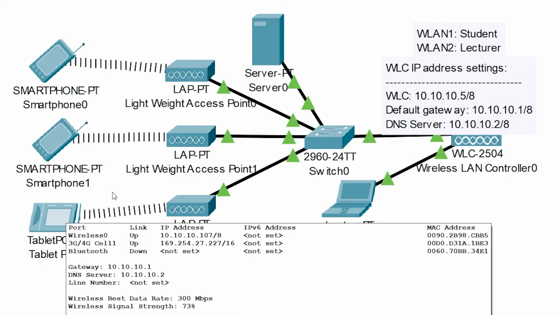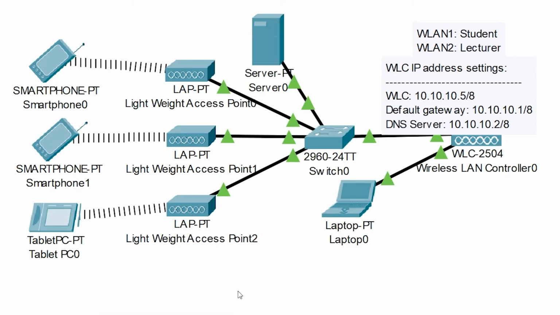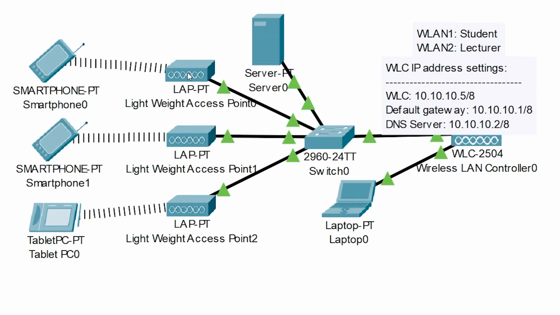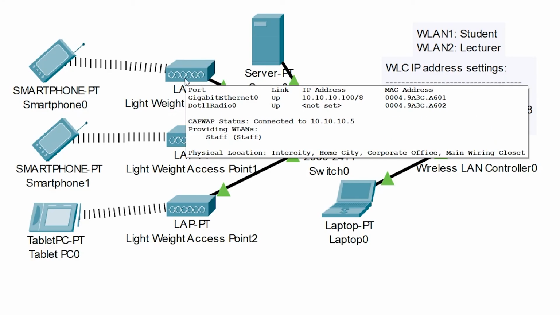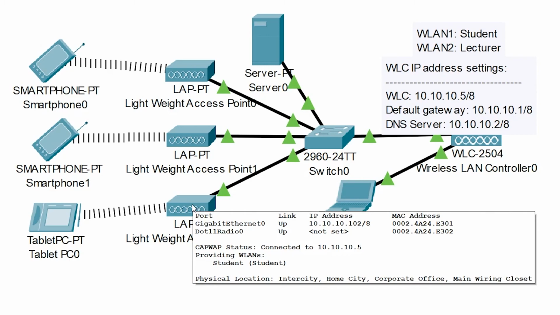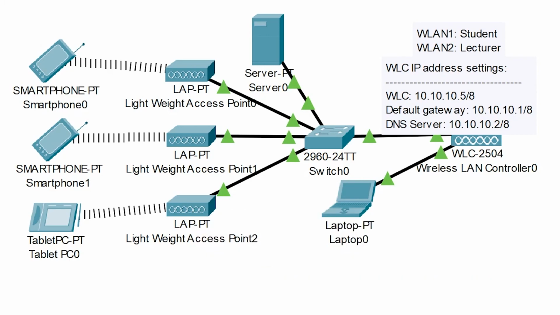Sometimes they both may connect to the same access point. That's perfectly fine. If we hover over each of the access points, you can see where it shows that it is providing WLANs. That's additional information that wasn't there before we set it up. Student and student.